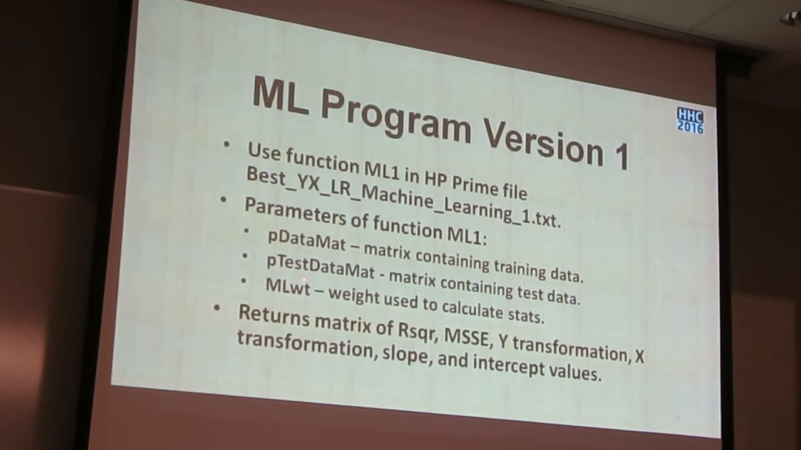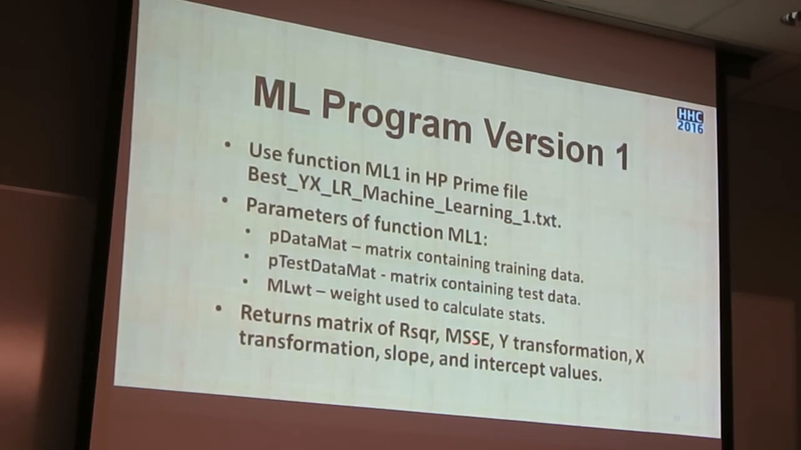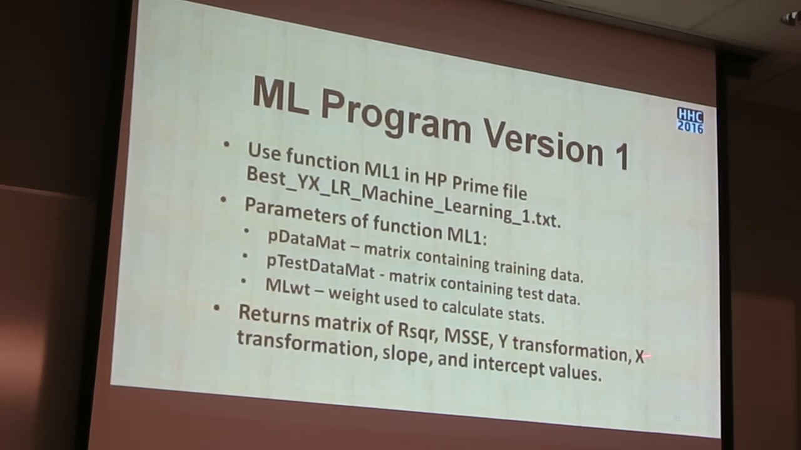So if I make it 0, that means that my results will lean entirely on how well the test data work with the calculated coefficients. The function returns a matrix with the columns having R square, MSSE, numeric values for the Y transformation, X transformation, slope, and intercept.